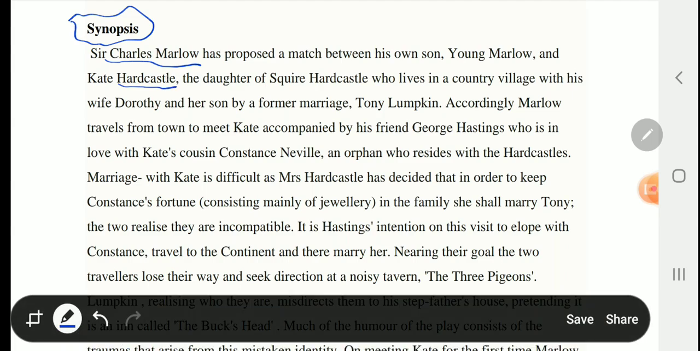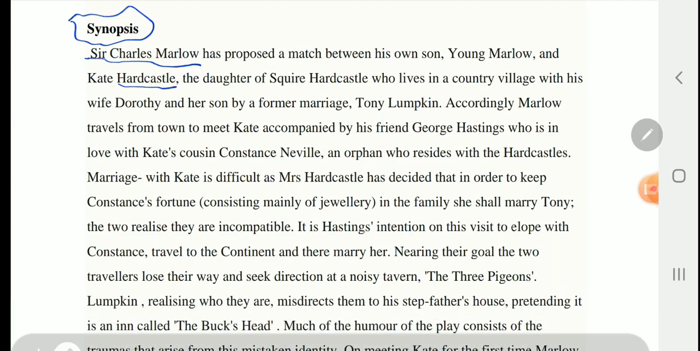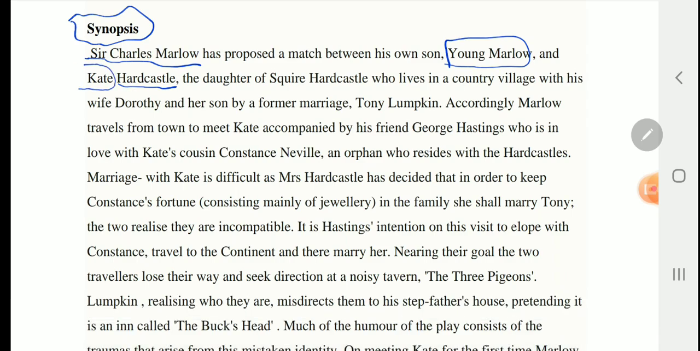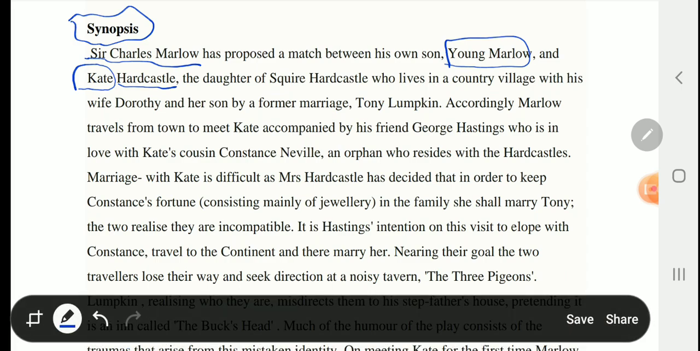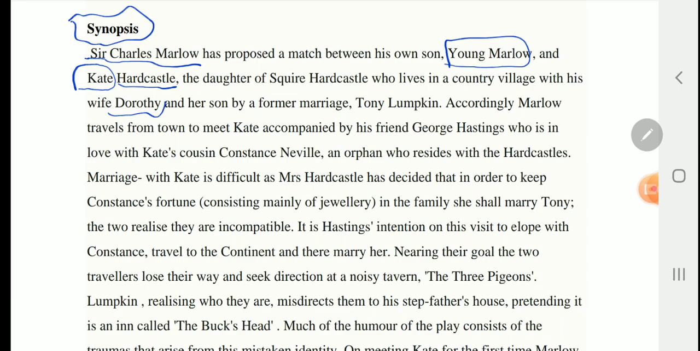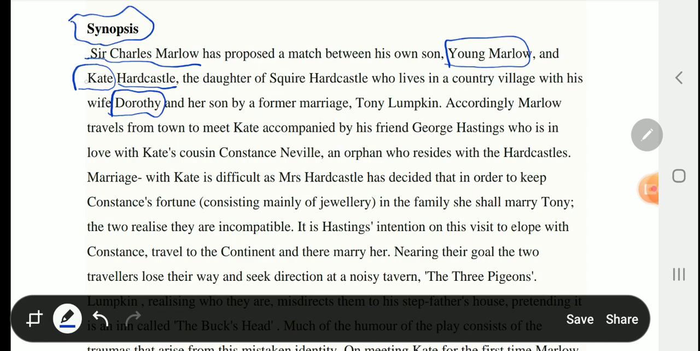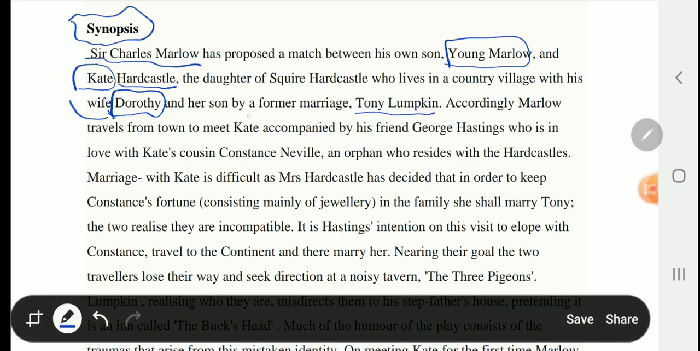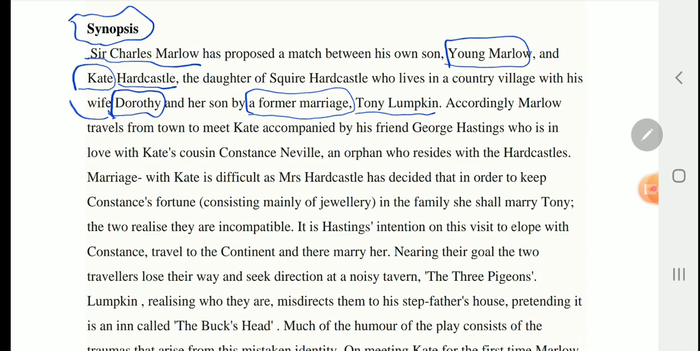So, in the synopsis, we have Sir Charles Marlowe, who's an old friend of Mr. Hardcastle. And Sir Charles Marlowe has a young son. His name is Young Marlowe. And Mr. Hardcastle has a young daughter, and her name is Kate. Kate lives with Mrs. Hardcastle, who is called Dorothy, and with Tony Lumpkin, Dorothy's son from her former marriage.